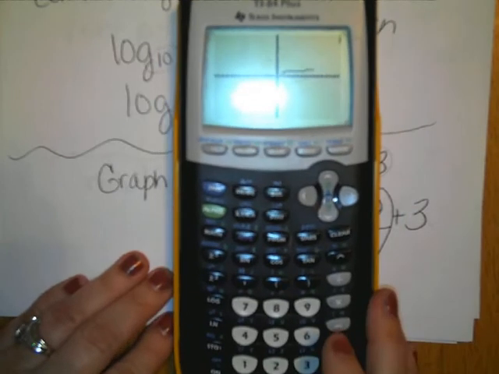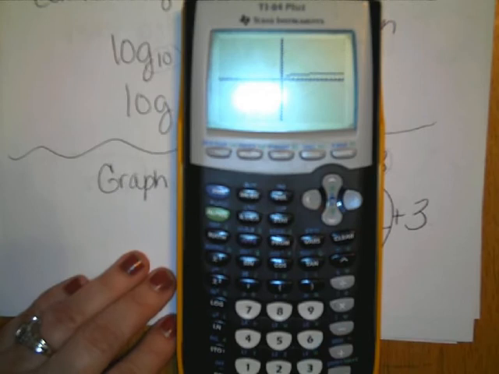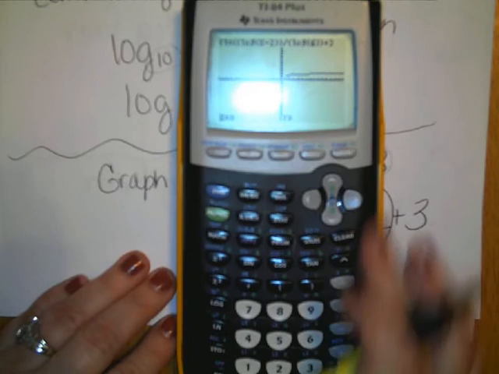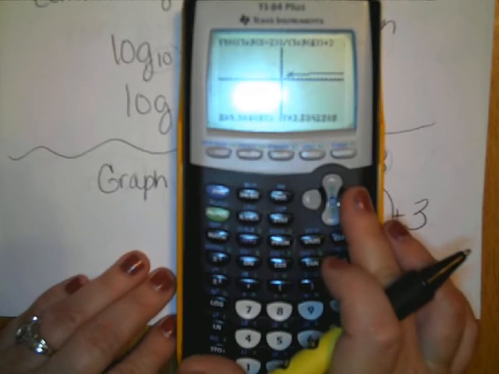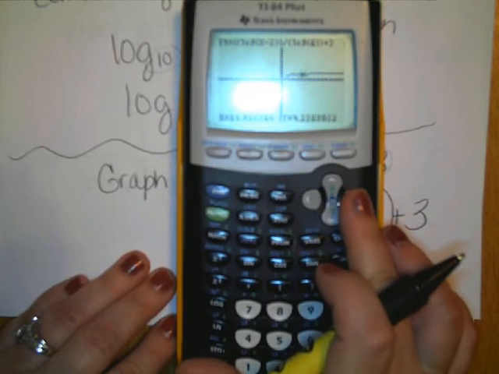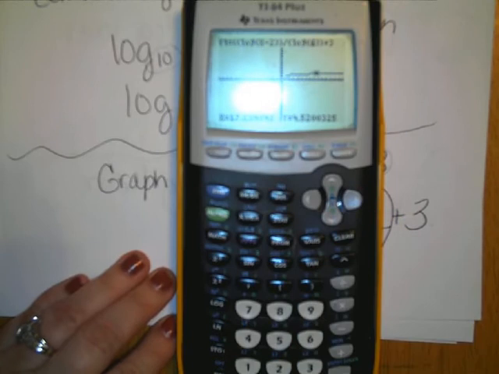That gives me a log function. Again, I want you to trace, and I want you to pick 3 points. Just like I've asked you to do in the past, just pick 3 points and graph it on graph paper. That's it. That's all this section is about.